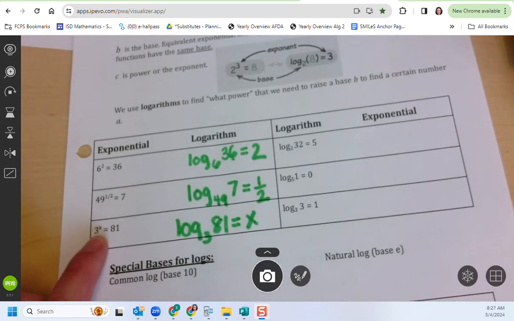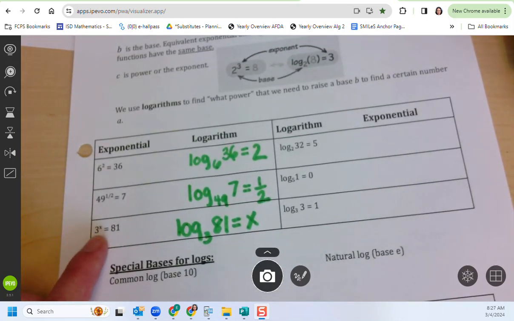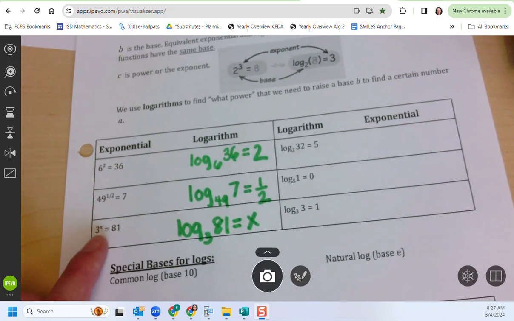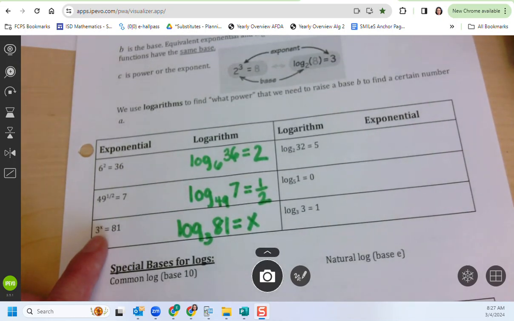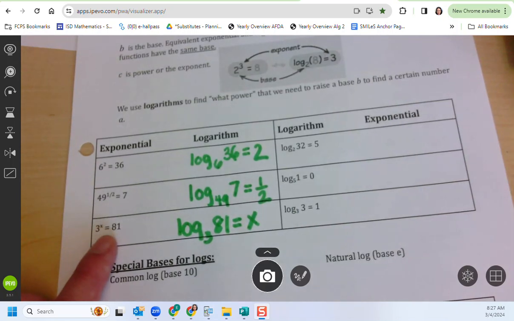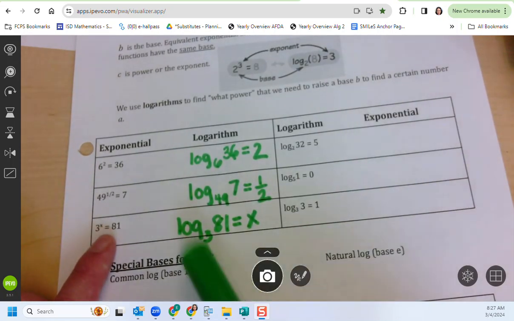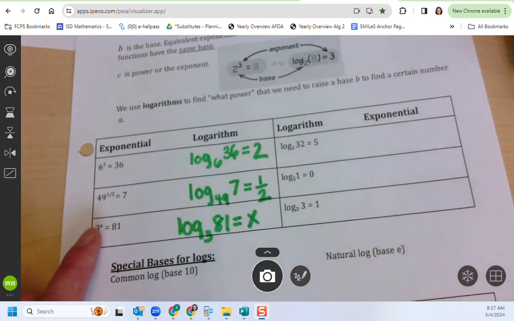3 to what power gives us 81? 3 to the 1 is 3, 3 to the 2 is 9. What's 3 to the 3? You guys, turn your brains on. Come on. 27. Very good. 3 to the 3 is 27. 3 to the 4 is 81. So this answer is 4. And that's what you would get if I could figure out what buttons to push to get log base in here. But I'll get that for you in a minute.